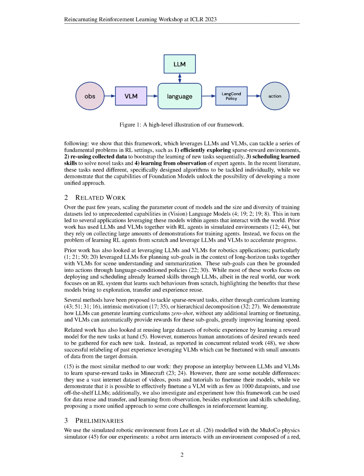Section Summary. Previous work has explored the use of language and vision language models, LLMs and VLMs, in combination with RL agents in simulated environments, relying on large amounts of demonstrations for training. Our work, however, focuses on learning RL agents from scratch and utilizes LLMs and VLMs to accelerate progress. We demonstrate how LLMs can generate learning curriculums and VLMs can provide rewards for subgoals, improving learning speed without the need for additional annotations or fine-tuning. Additionally, we investigate data reuse, transfer learning, learning from observation, and exploration, offering a more comprehensive approach to reinforcement learning challenges.